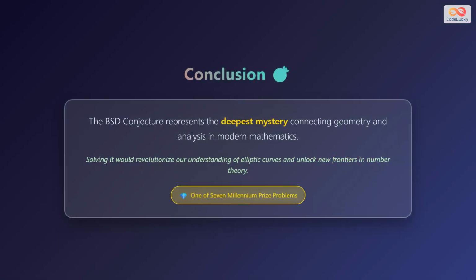In conclusion, the Birch and Swinnerton-Dyer conjecture represents the deepest mystery connecting geometry and analysis in modern mathematics. Solving it would revolutionize our understanding of elliptic curves and unlock new frontiers in number theory. It remains one of the 7 Millennium Prize Problems.